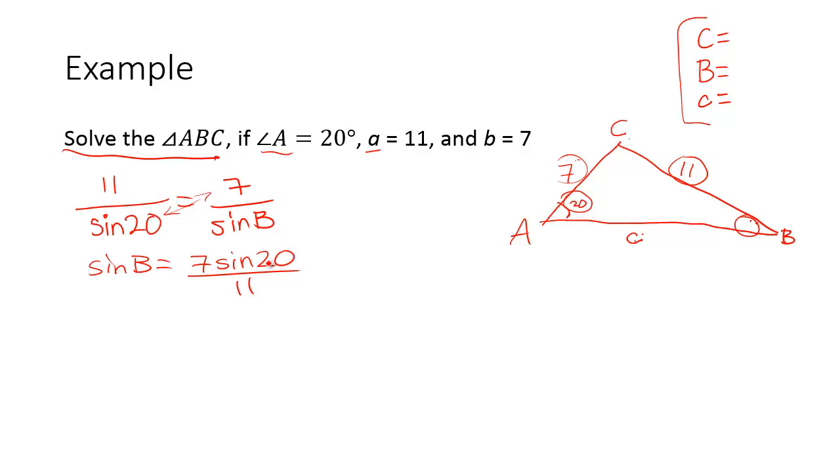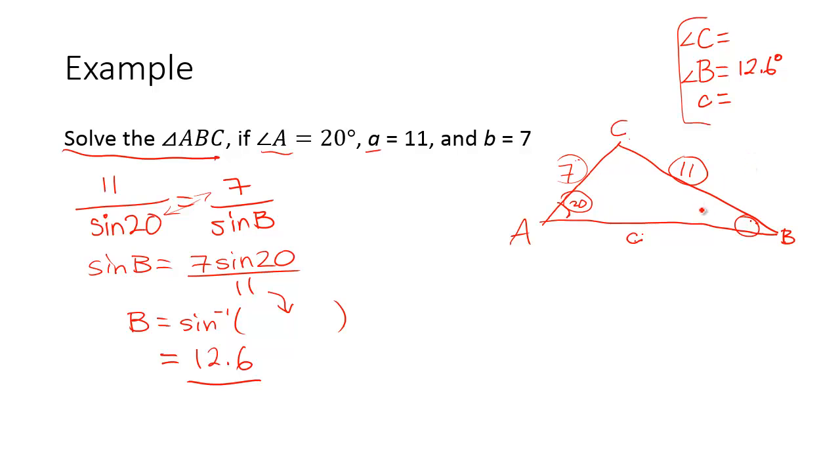So let's find that. 7 times sine 20 and then divided by 11 will give you 0.217649. And then to find B, you want to find the sine inverse of whatever that gave you. And when you take the sine inverse of that, you should get 12.6 approximately, 12.57. So that tells us B. Angle B is 12.6 degrees, and make sure you write the degree symbol for angle, or you can signify it's an angle with the angle symbol. So we have B, great.